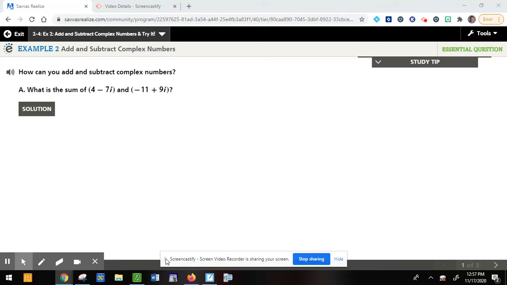In example 2, we're going to look at, well, imaginary numbers, but they're considered complex numbers if they have an imaginary and a real part. The standard form of how to write a complex number is always the real number first and the imaginary number second. We're going to do some operations with them.